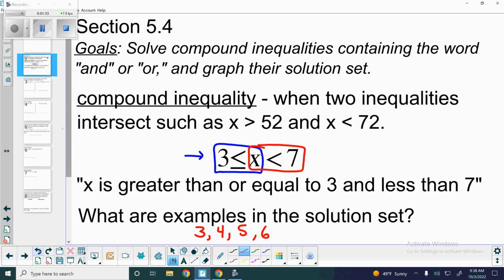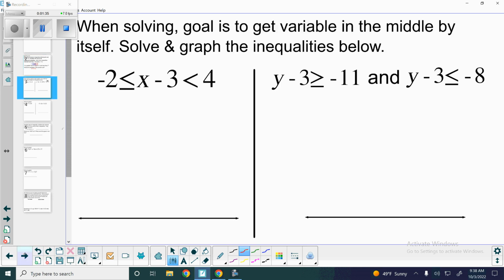So when we're solving these, we're looking at trying to get the variable in the middle by itself, and then we're going to be able to graph these so you can have a better idea of what these look like. So whenever you're looking at this, you have negative 2 is less than or equal to x minus 3, which is less than 4. So when we technically read this, the x minus 3 is greater than or equal to negative 2, but it's less than 4. Our goal here is to get the variable isolated in the middle of our inequalities.